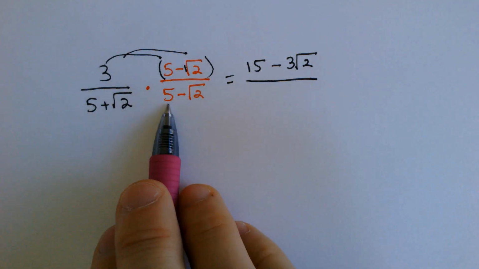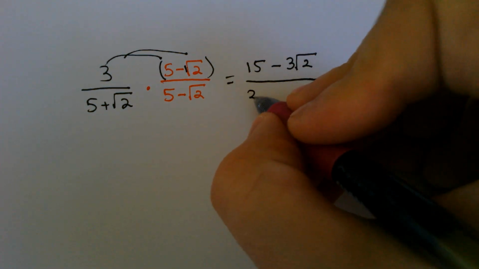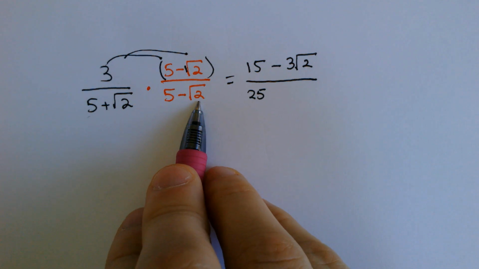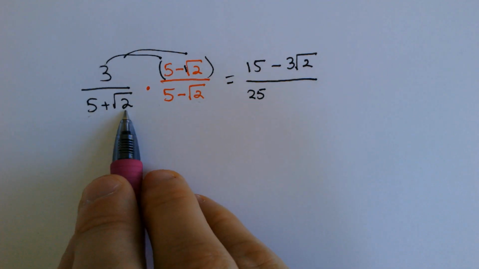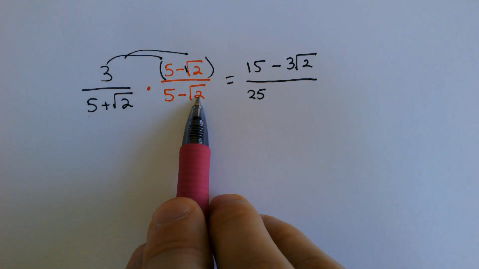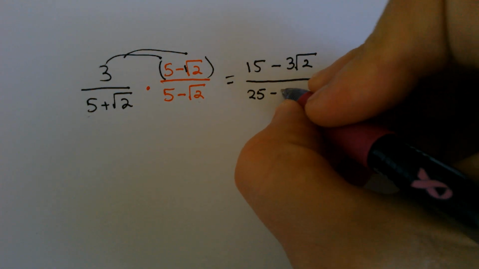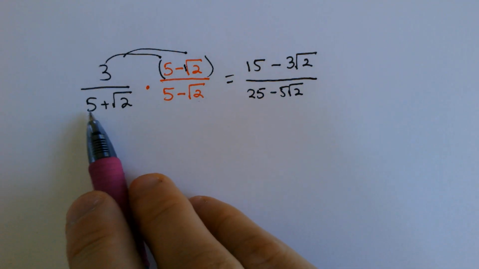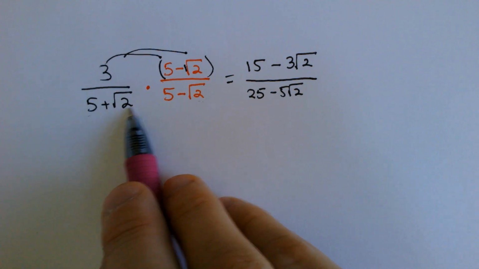We have to do 5 times 5 to get 25, and then 5 times negative square root of 2. So we did 5 times both, and then we're going to end up doing square root of 2 times both. It's a double distribution. 5 times the negative square root of 2 is negative 5 square roots of 2. And we've dealt with the 5. We did 5 times both. Now we do square root of 2 times both terms.